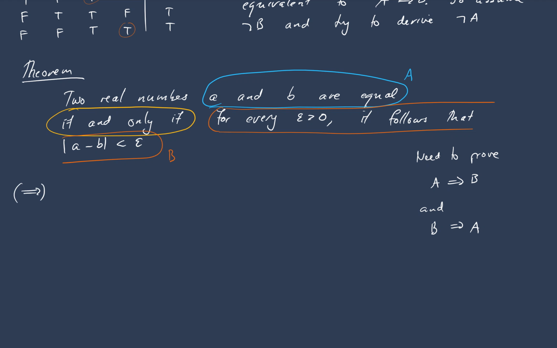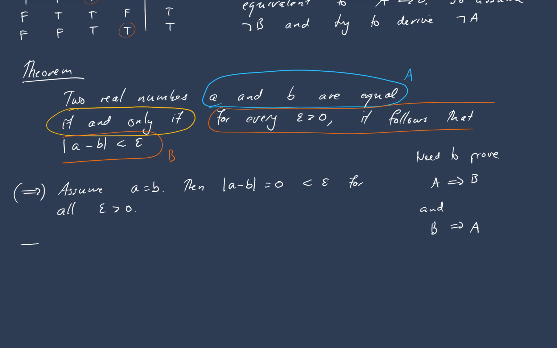If we're going forwards, assume A is equal to B. Then we're trying to show statement B, which is that no matter what positive epsilon I choose, the absolute value of A minus B is less than it. Well, the absolute value of A minus B equals 0, which is less than epsilon for all epsilon greater than 0. So that one's easy.